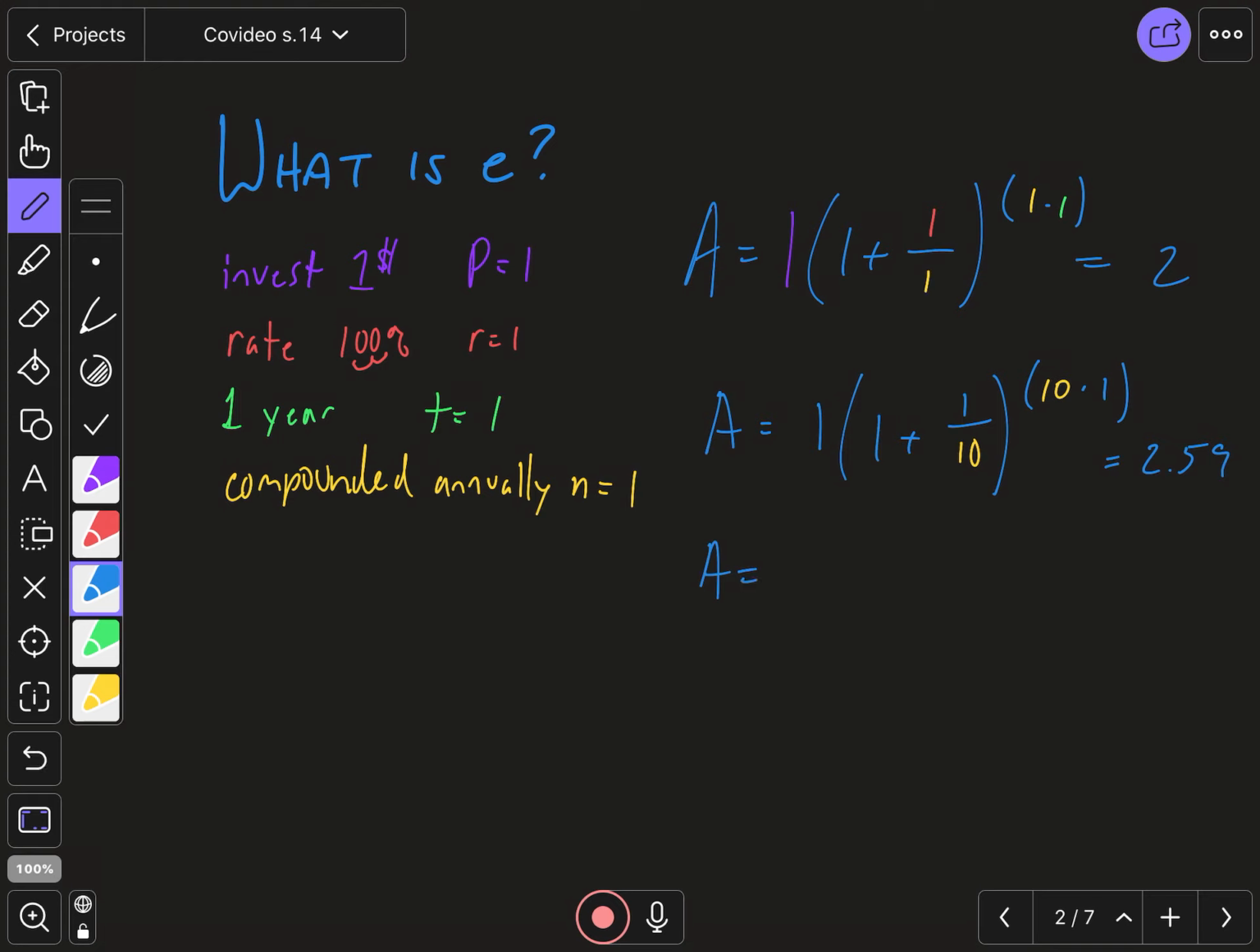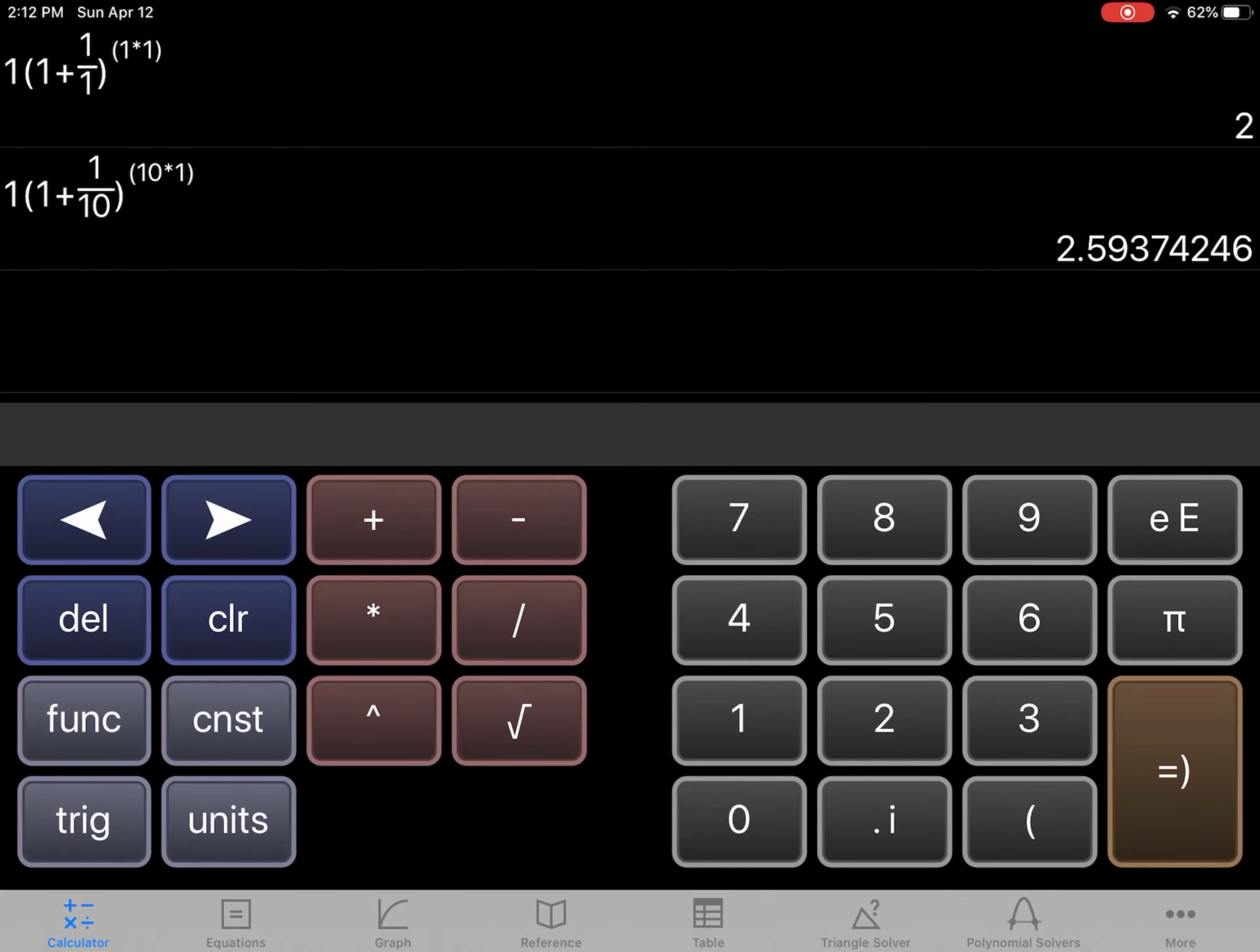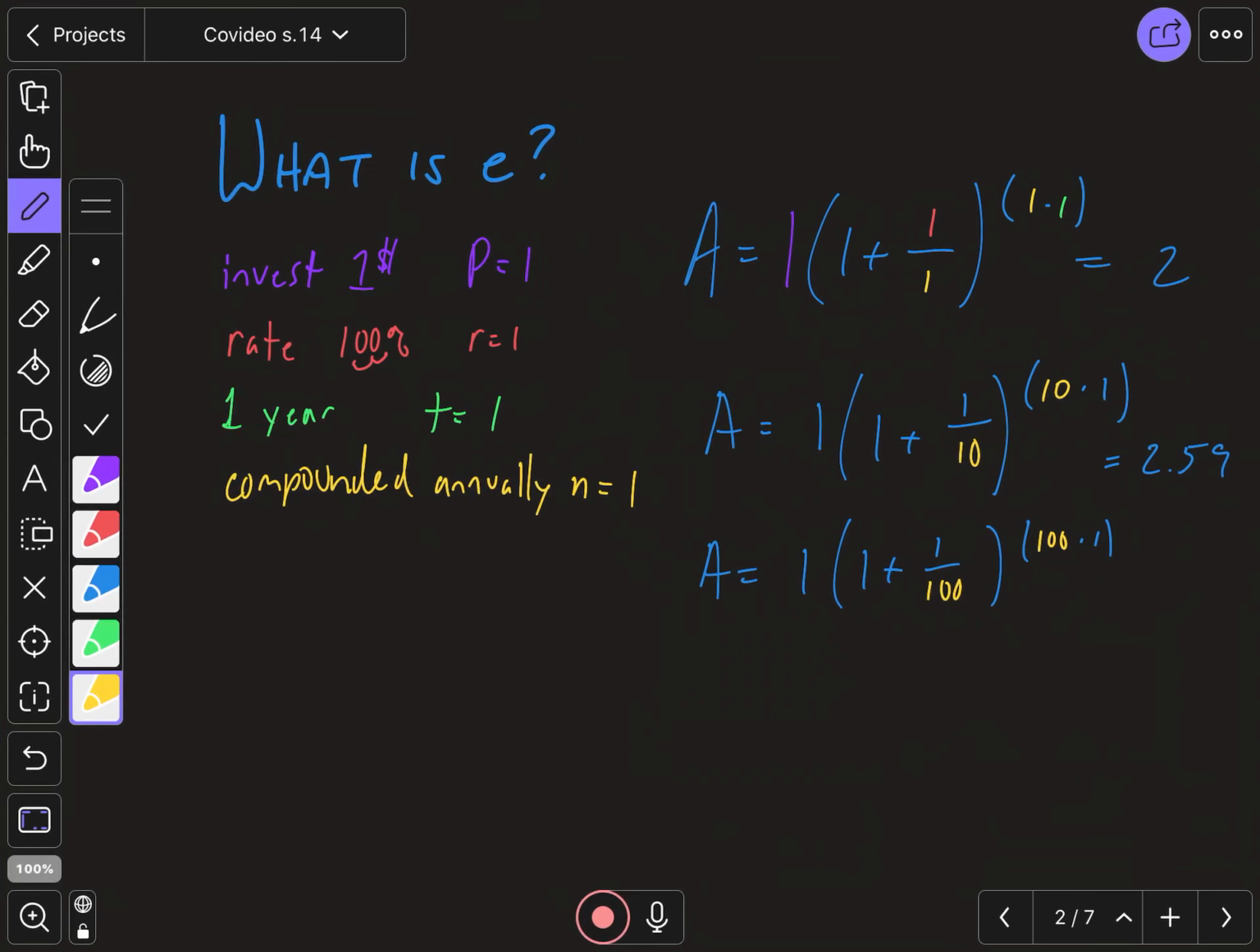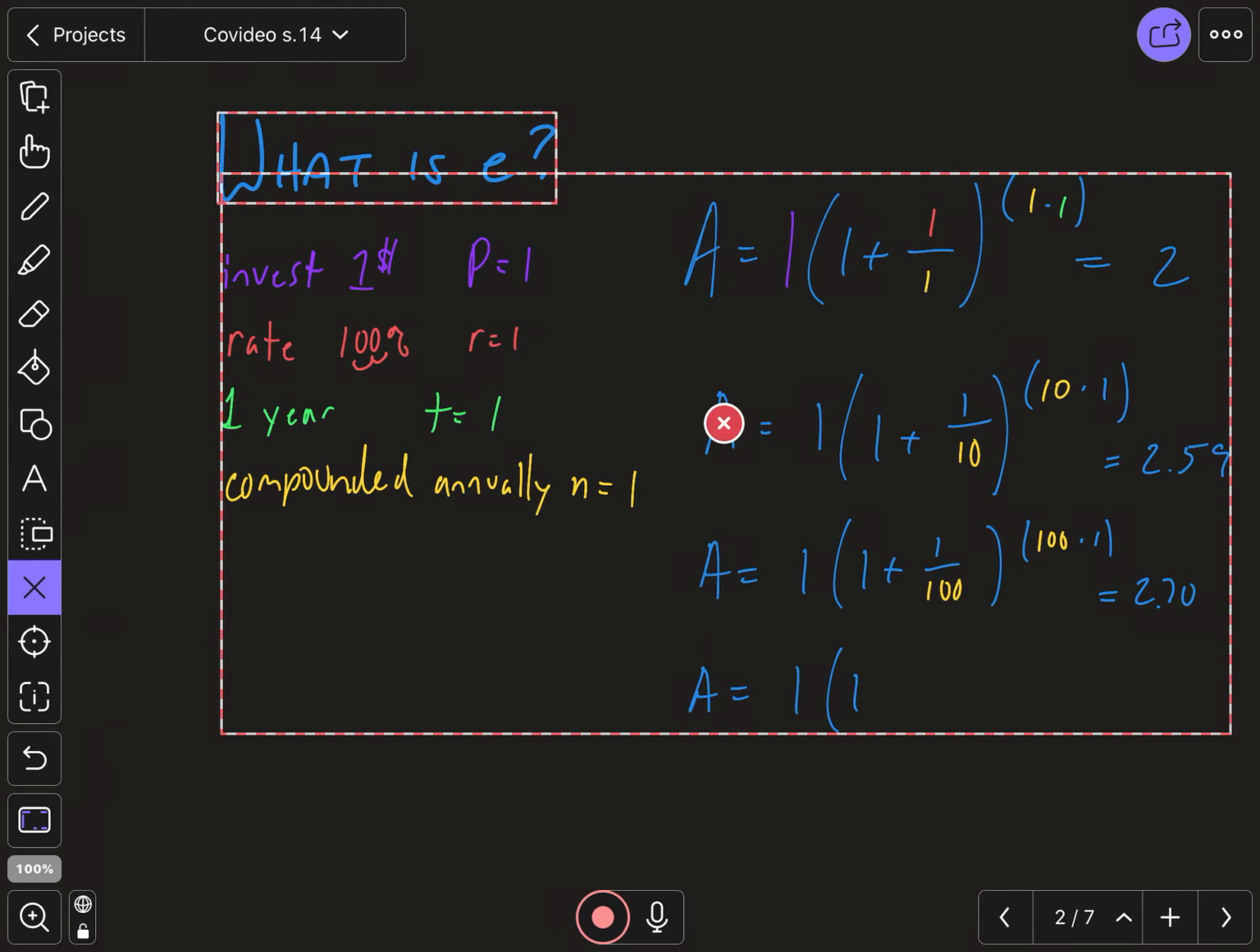So what happens if we bumped up to 100? So n now becomes 100 times per year. So I'll go back and edit my equation real quick. So now we're earning a smaller amount of interest, 1/100th of the interest each time, but we're earning it 100 times per year. So that's $2.70. So we're seeing it's increasing more. Okay, what if it was 1,000 times per year?